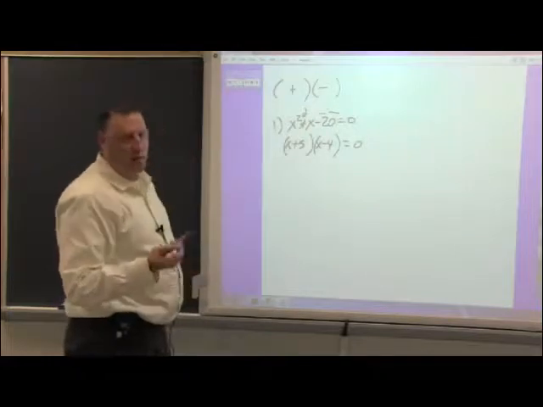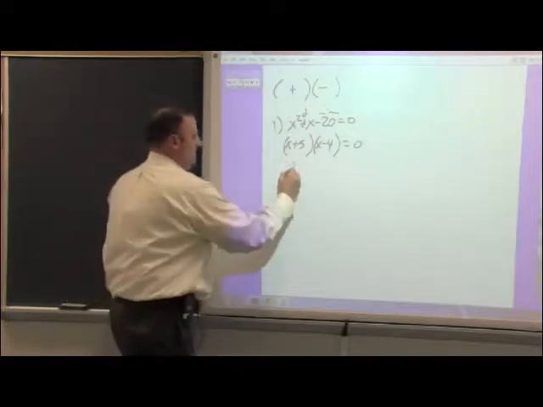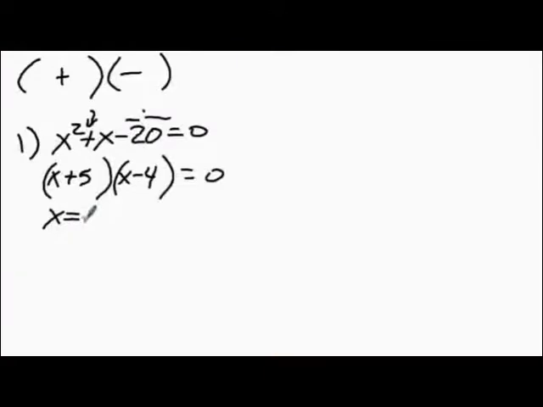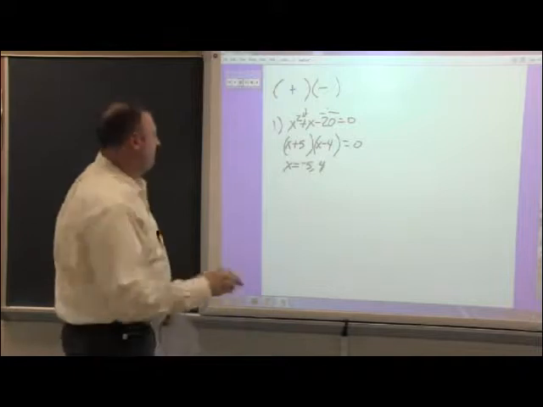Now that we've factored, all we have to do is solve. As we talked about earlier, when the coefficient of x is 1, all you have to do is do the opposite. So it's going to be negative 5 and positive 4. Okay, let's try another one.